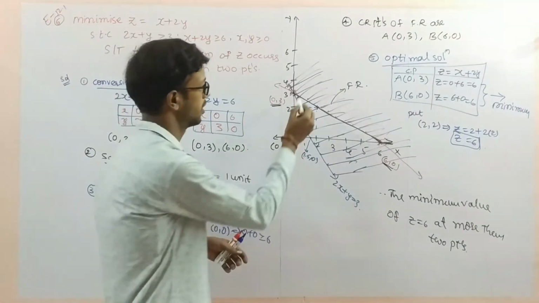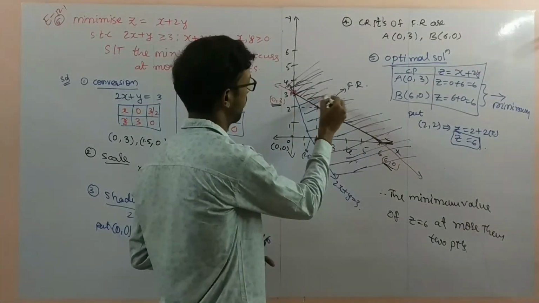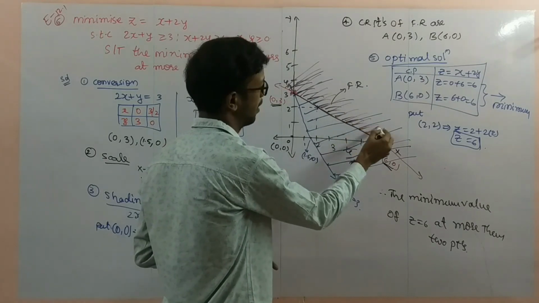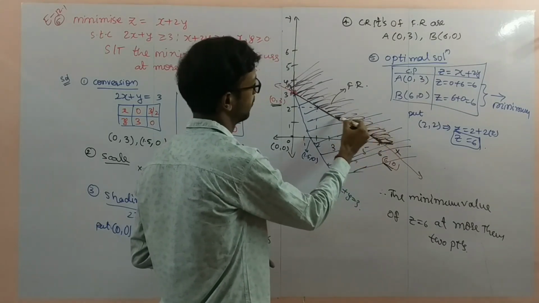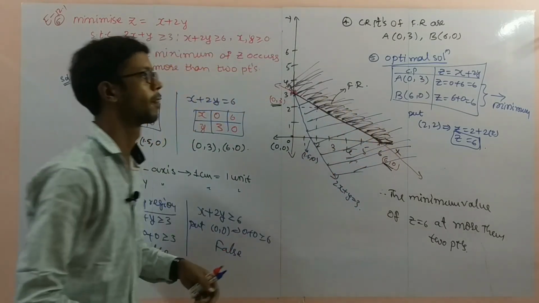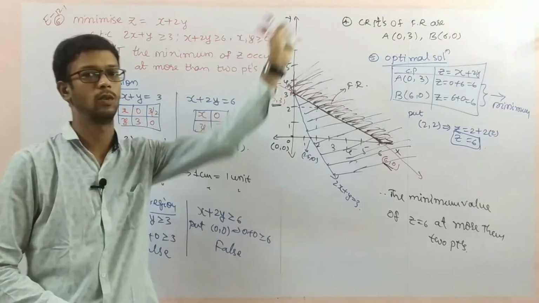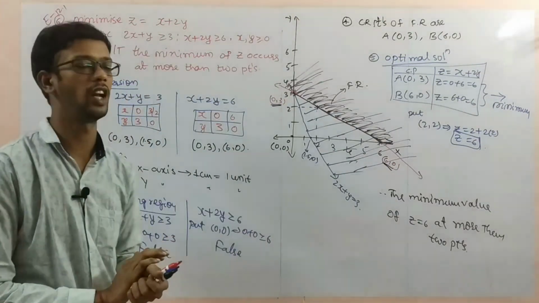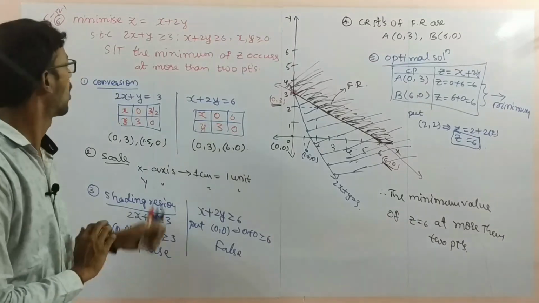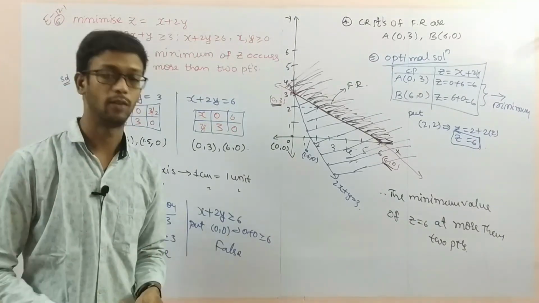The feasible region is this one, marked in black, the whole upper part: an unbounded feasible region. So this is problem number 6. Pause the video to note it down.